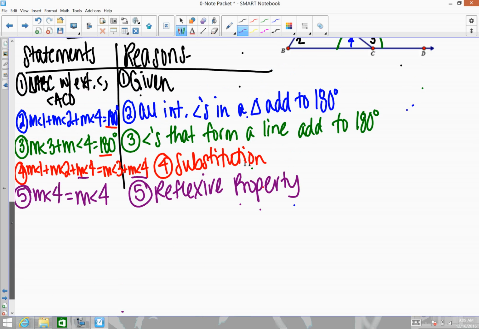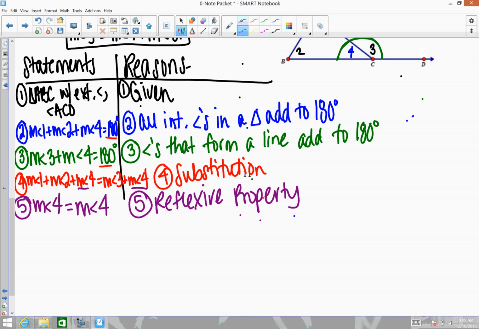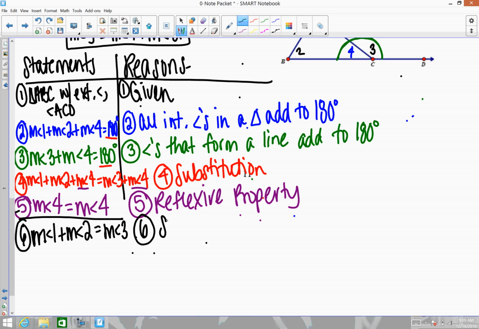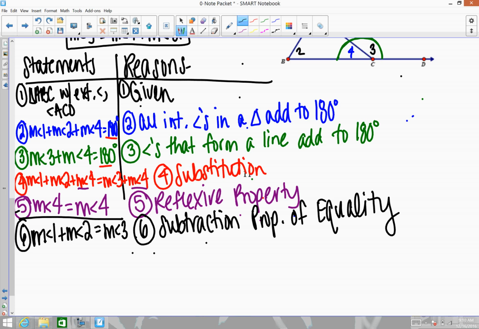So then from here, the last step is going to be, okay, so now subtract angle 4 from both pieces. So if you subtract these, they would cancel. So I would have angle 1 plus angle 2 equal to, so if you cross off angle 4, you're left with angle 3. And then the reason for this is going to be the subtraction property of equality. You're starting with something that's equal and you're subtracting off the same piece from both sides.